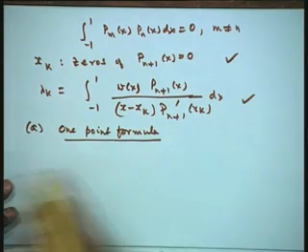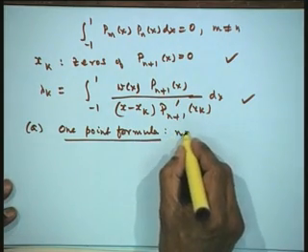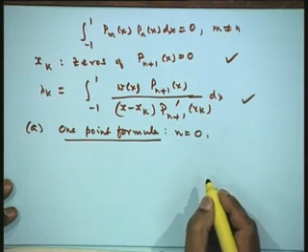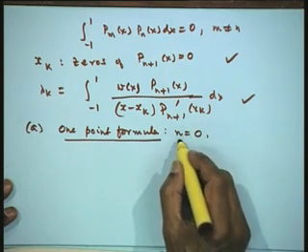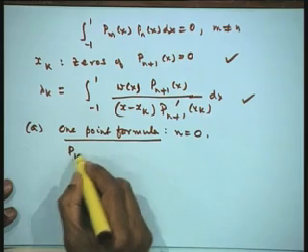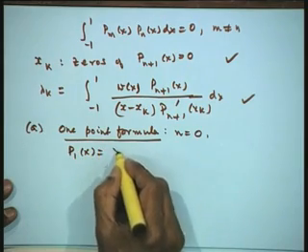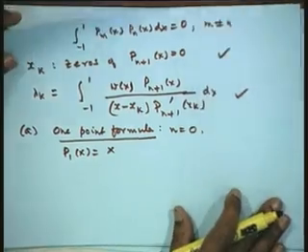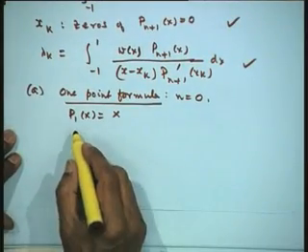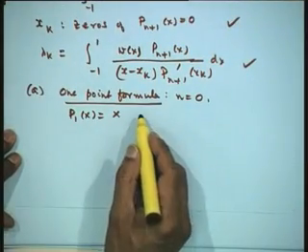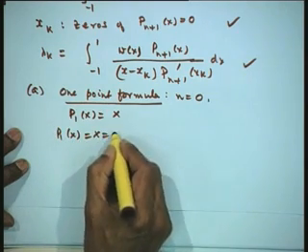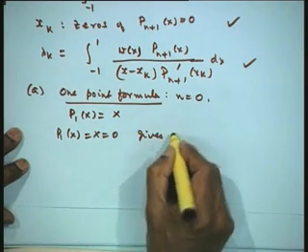Now, the one point formula means n is equal to 0, and I have to consider p n plus 1, that is p 1. So, I must consider p 1 x, which is equal to x. The abscissa will be obtained by setting p 1 x is equal to 0. So, p 1 x is equal to 0 gives x is equal to 0.